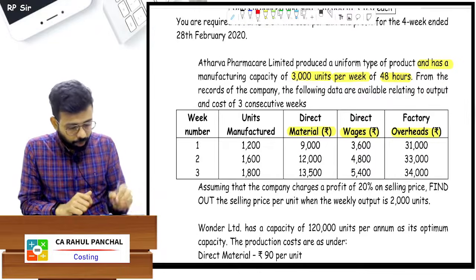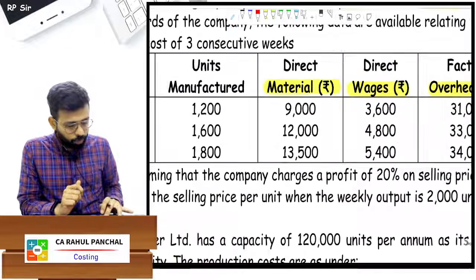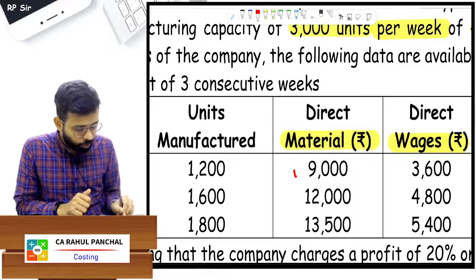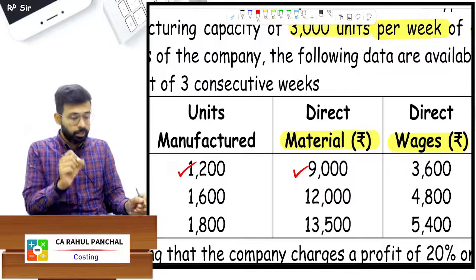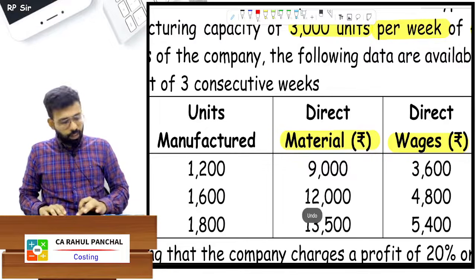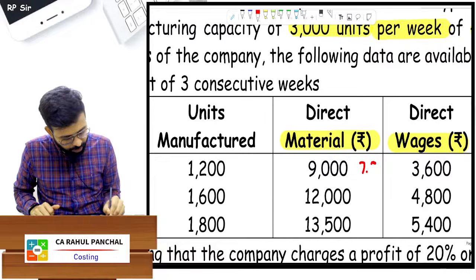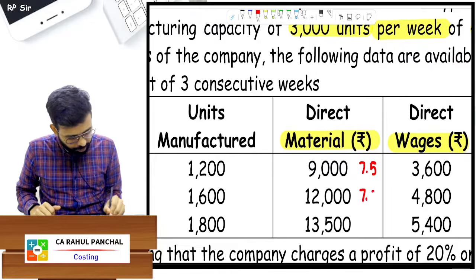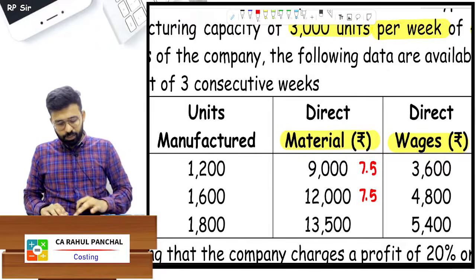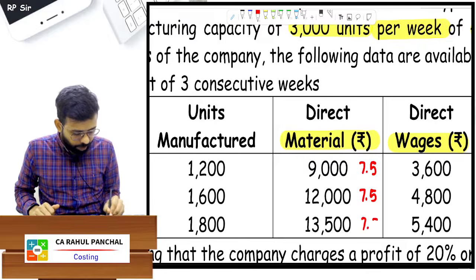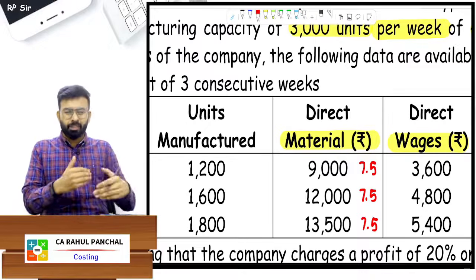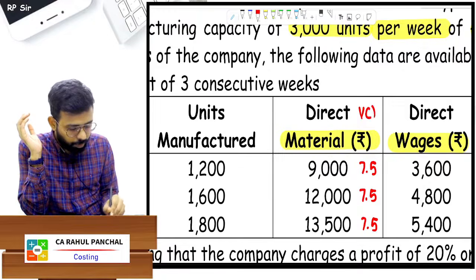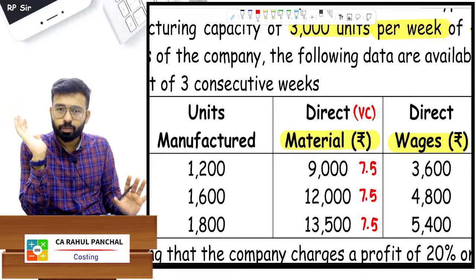Let us calculate per unit here only, so it would be easy for me to understand. How do you calculate per unit? Your cost will be divided by the units, then you will get per unit cost. That is 9000 divided by 1200. You are getting 7.5. You can write 7.5. 12,000 divided by 1600. You are getting 7.5. 13,500 divided by 1800. You are getting 7.5. Just go for 2 weeks and you will understand whether it is variable or fixed. I hope you understand. Which cost will this be? Variable cost.